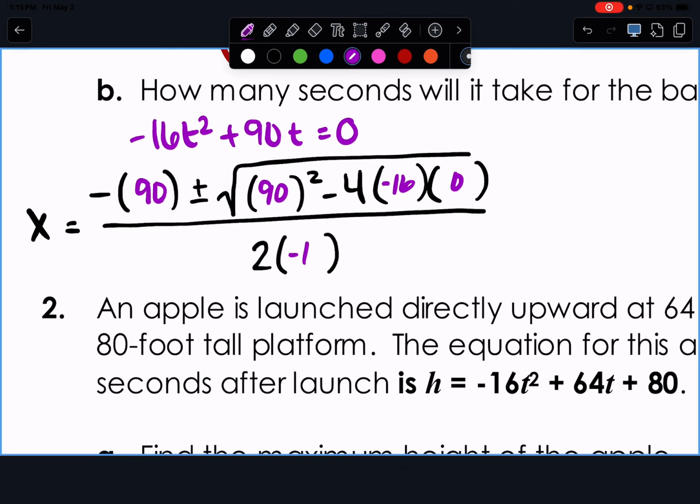Hey, Ms. Dawson, what if I make a mistake and put the C before the A? Does that really matter? No.